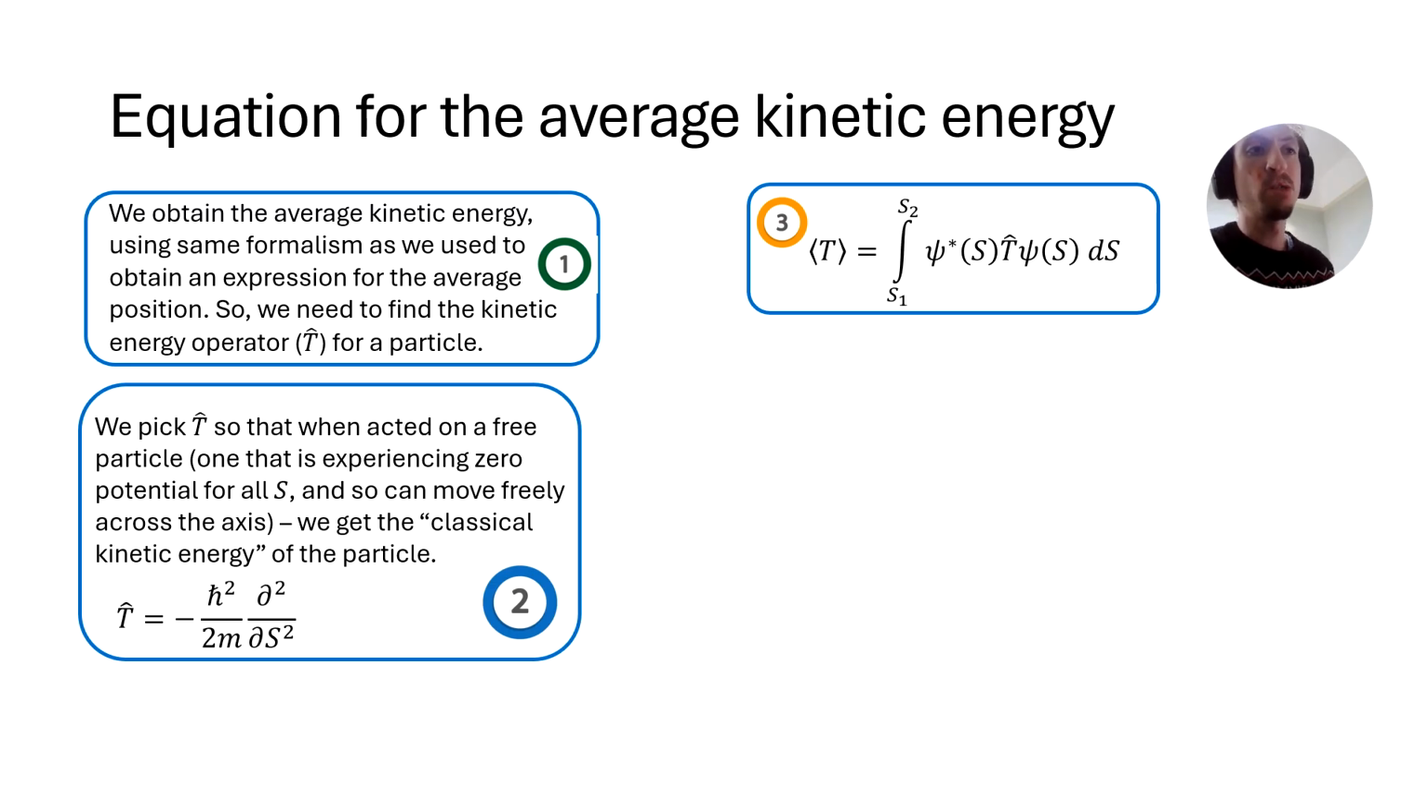So the form of the average kinetic energy is very similar to the form of the average position of the quantum particle along the S-axis we had before. It's just when we're dealing with kinetic energy, it's important we distinguish between an observable value for the kinetic energy and the kinetic energy operator. So I'm putting a hat above the T in the integrand to emphasize that in the integrand we have the operator for kinetic energy defined in box 2.